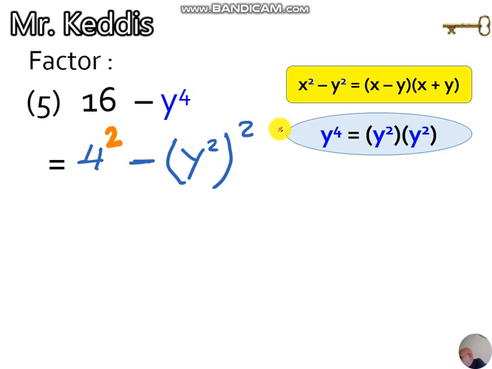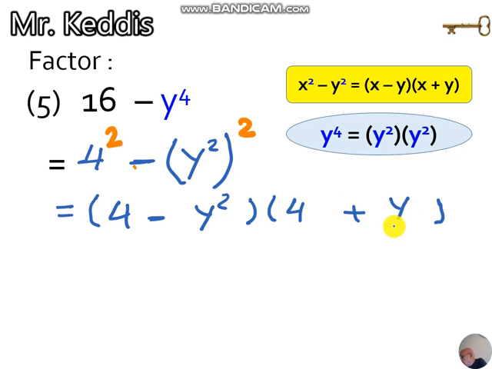This is 4 squared, the difference between two squares. To factor this, I factor to 4 minus y squared and 4 plus y squared. Equal under equal, 4 minus y squared and 4 plus y squared.